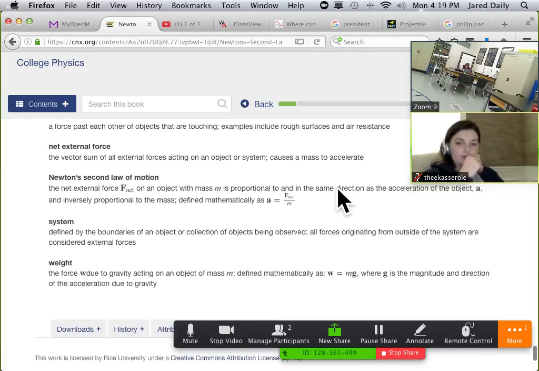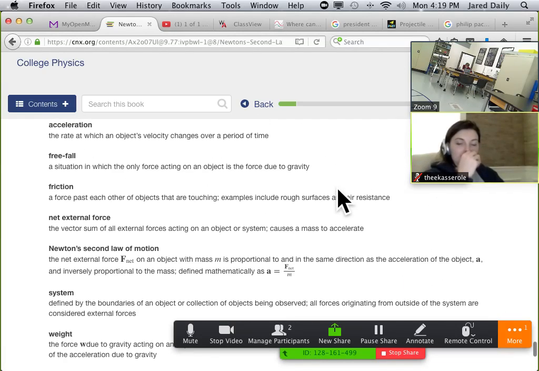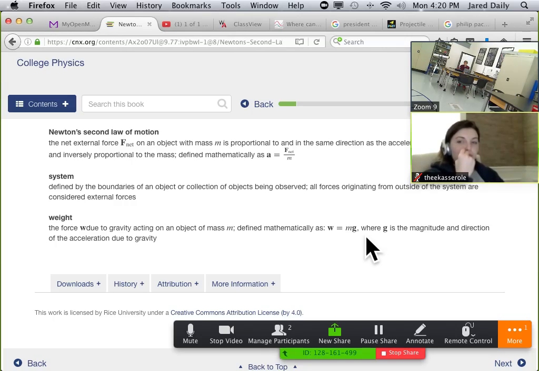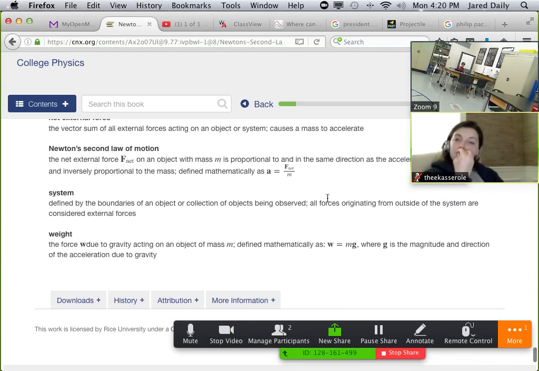Okay. So that's Newton's second law, the idea that force causes an acceleration, and that the force is directly proportional to acceleration, inversely proportional to the mass, and that there's this equation, force equals mass times acceleration. It's important, in many things in physics, to define what we call the system. Right here they're talking about the system. It is defined by the boundaries of an object or collection of objects being observed.